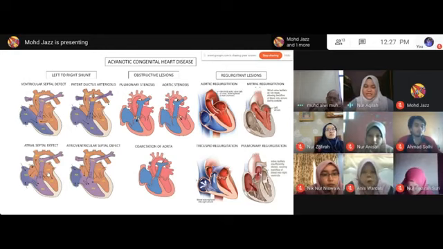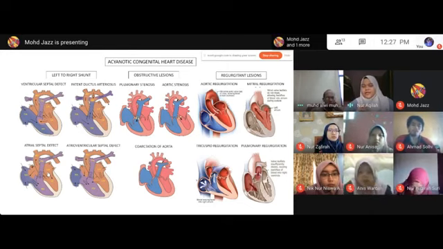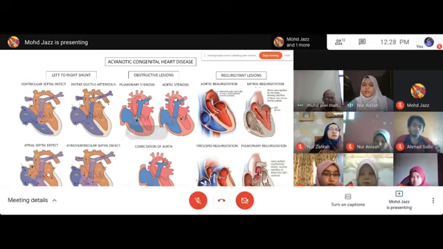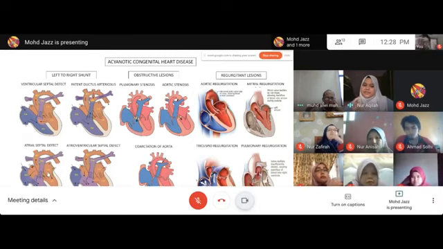And the third one is sinus venosus defect, in which the defect will be at the junction of entrance between the superior vena cava or inferior vena cava into the right atrium. The defect will be there at the junction. And fourth is the coronary sinus defect, in which the defect occurs at the coronary sinus, and this is the most rare type of ASD.